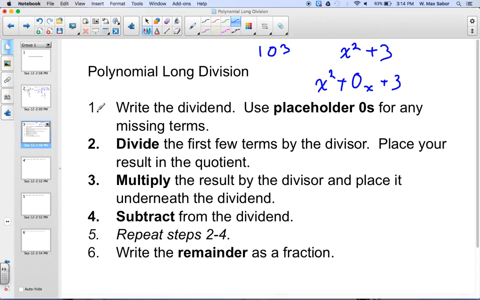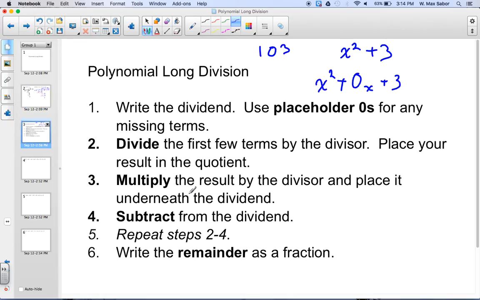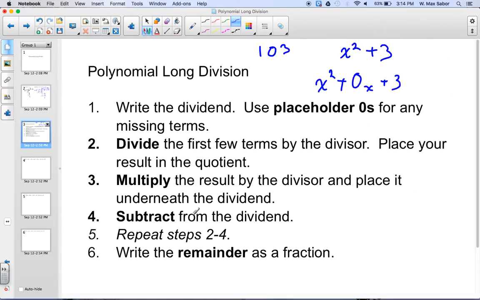Divide the first few terms by the divisor. Place your result in the quotient. So that was when we said x plus 2 goes into x squared plus 3x x times. Multiply the result by the divisor and place it underneath the dividend. So once we decided x goes here, we did x times x plus 2 getting x squared plus 2x. Then subtract from the dividend, repeat these until we get to our final answer, and then write the remainder as a fraction.